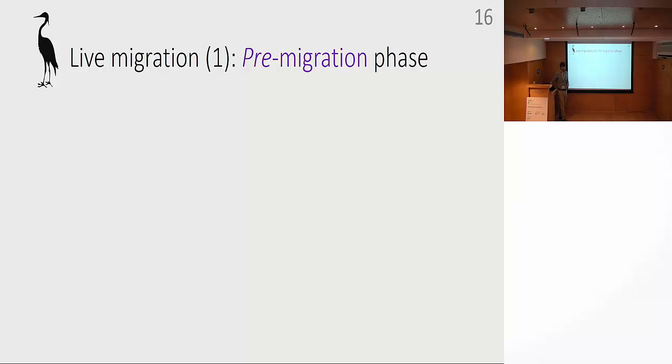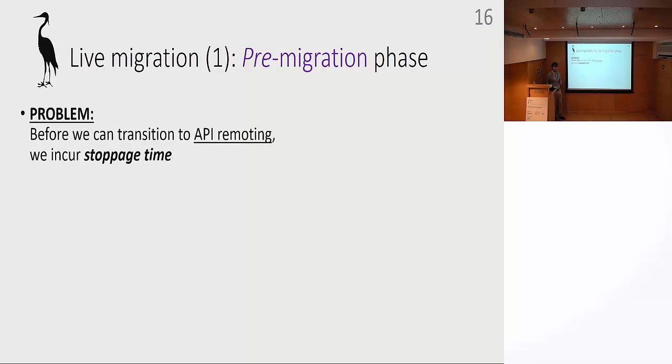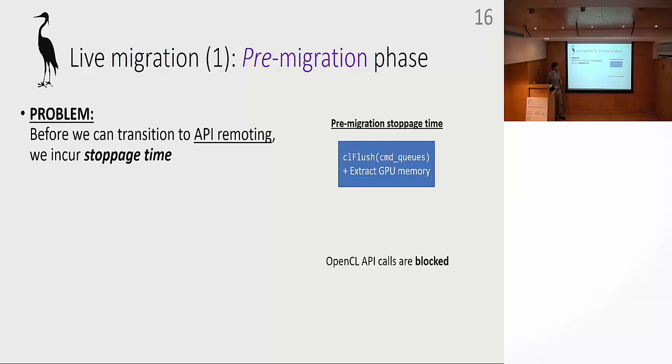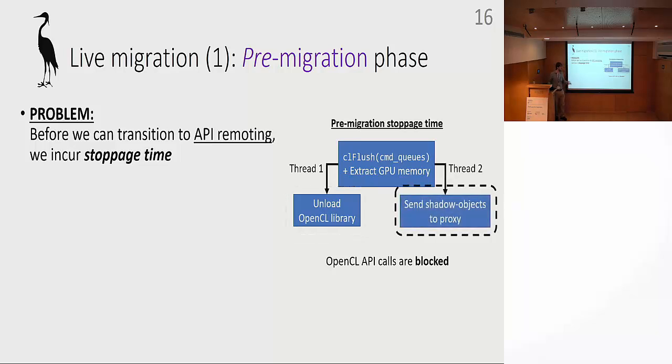Before we can actually perform live migration, we have to extract GPU state and send it to the proxy VM. This incurs stoppage time. We won't be able to perform API calls during this time. First, we have to wait for any running kernels to finish. Then we also have to extract any dirty GPU memory. We also have to unload the OpenCL library, since we can't unload the driver, and we have to unload the driver before we detach the card. We also have to send the shadow objects to the proxy. We can use multiple threads to minimize the stoppage time in this case.